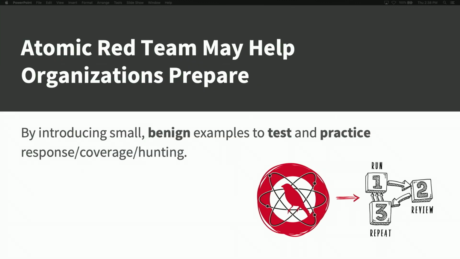So ultimately, Atomic Red Team may help organizations prepare by running small, benign examples and letting teams test, practice, and iterate their response, their coverage, and hunting. But the reality is, all of these things that we've talked about so far, they're really known. An attacker may decide to do something that is not in the MITRE ATT&CK matrix and not something that has been seen before. So we wanted to explore the question of how would you hunt to see if you could find something unknown? So I hand it to Ross.